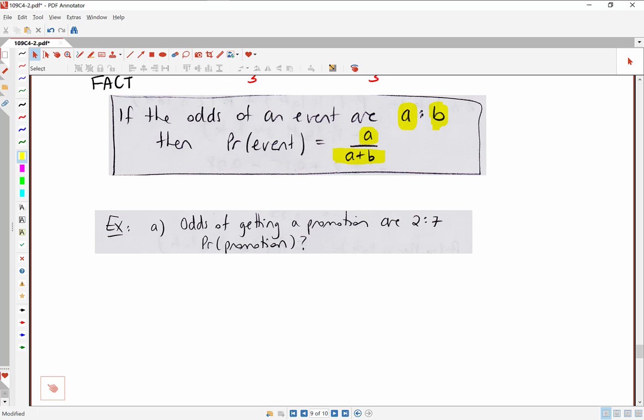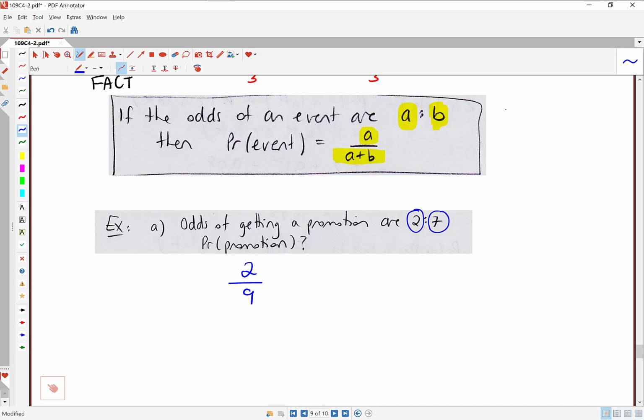So let's see if we can practice just moving between odds and probabilities. Let's say part A, the odds of getting a promotion are 2 to 7. Let's figure out the probability of getting a promotion. So think of this as 2 ways to get a promotion and 7 ways to not get a promotion. When you calculate probability, you want to think number of ways to get your promotion out of the total number of ways. So on the bottom, we're supposed to be adding the 2 plus the 7 to get 9. So 2 out of 9 is our probability of getting a promotion.